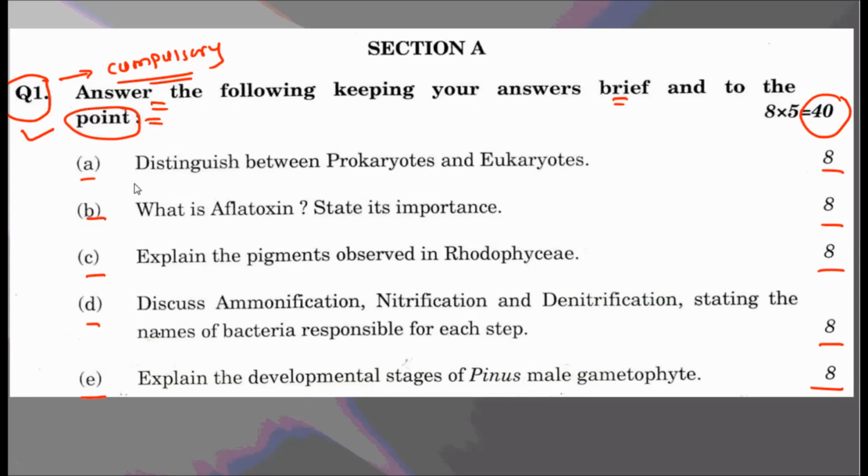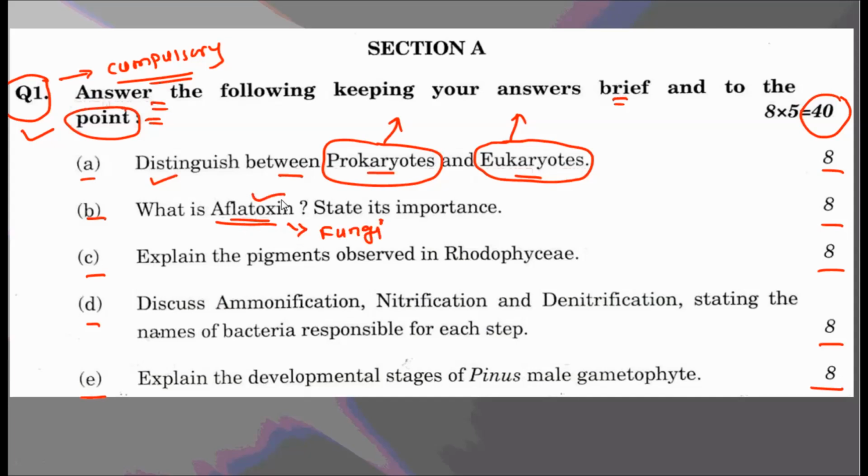In question 1, we have to distinguish between the prokaryotes and the eukaryotes. As you know, the living world can be divided into the prokaryotes and the eukaryotes. Both have their own different characteristics. Here they straight away ask to distinguish between the prokaryotes and the eukaryotes. That means you have to put forward the points relating to the prokaryotes and how they are different from the eukaryotes. Then there is a second question about the aflatoxin. These toxins are produced by fungi. So they ask what is aflatoxin and state its importance. You have to write what aflatoxin is and its importance.